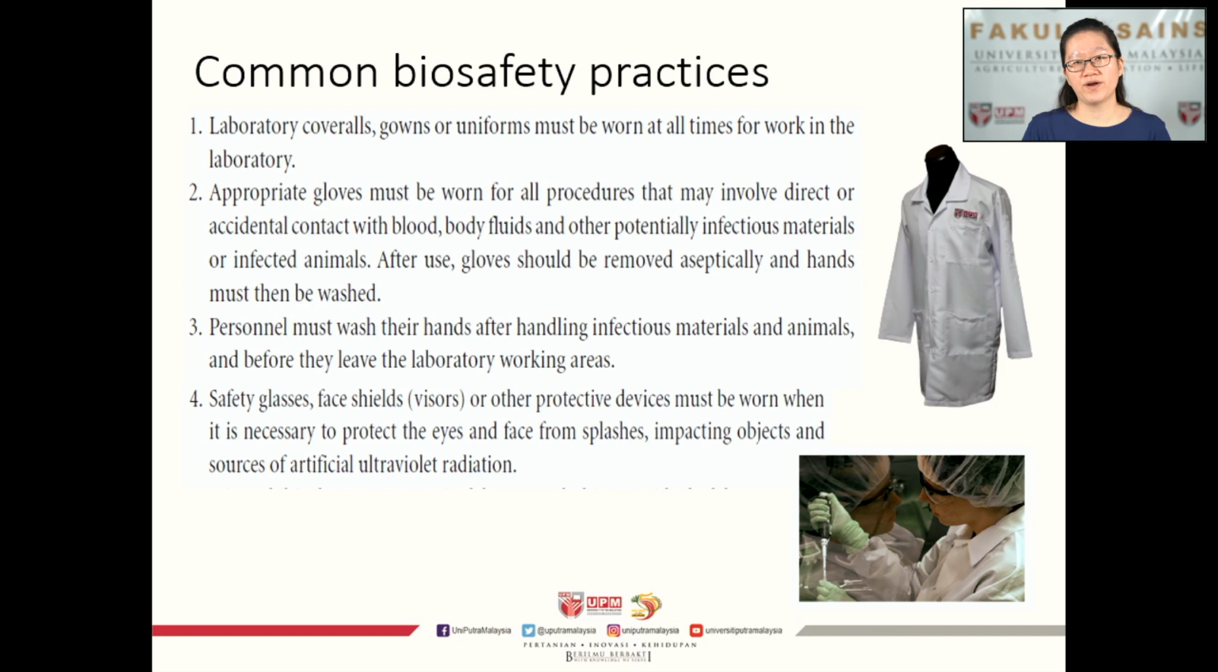These are some of the biosafety practices that I believe everyone working in the research laboratory should adhere to, and they are mostly doable and achievable. The first one, laboratory coverall or gown must be worn at all times for work in the laboratory. Appropriate gloves must be worn for all procedures that may involve direct or accidental contact with samples such as blood, body fluids, and other potentially infectious materials or infected animals. After use, the gloves should be removed aseptically and hands must be washed. Personnel must wash their hands after handling infectious materials and animals and before they leave the laboratory.